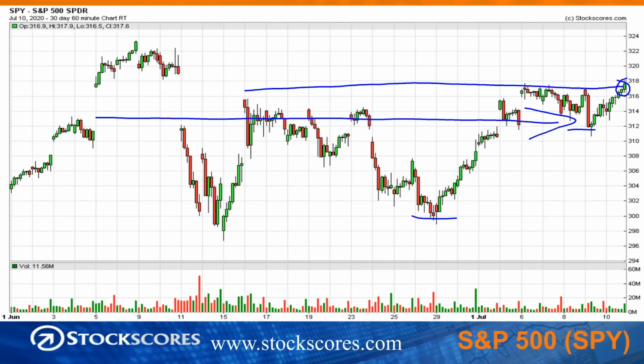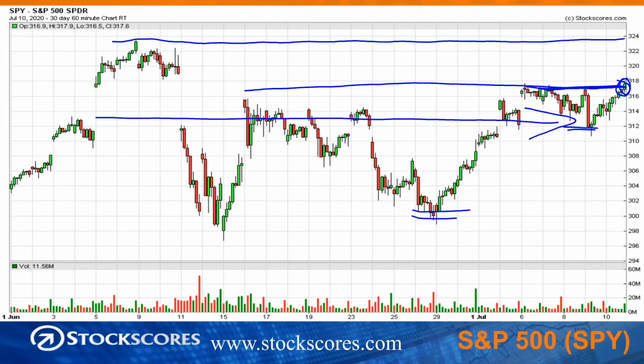So I would say it's a neutral market with a slight optimistic bias because we do have rising bottoms, but we are stuck at resistance. And so we need to break through this. And if so, then we're going to head up toward the next level of resistance, up around 323.5 on the SPY. So that's a neutral chart.